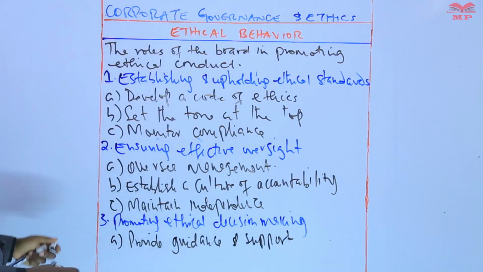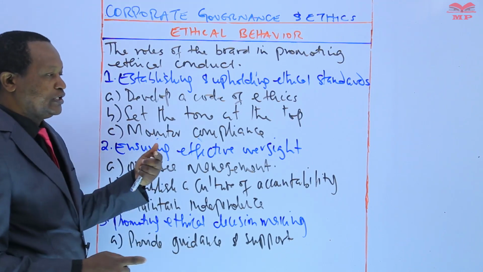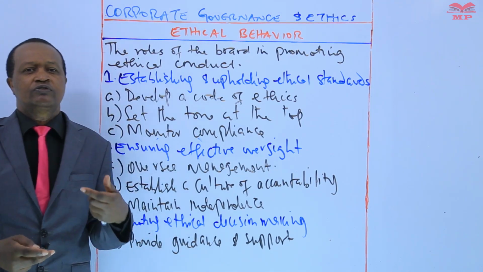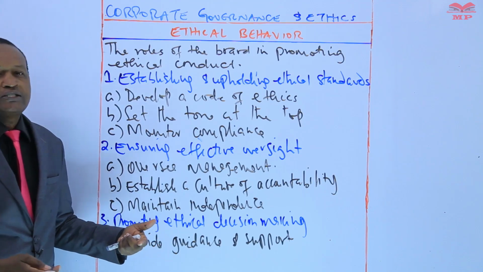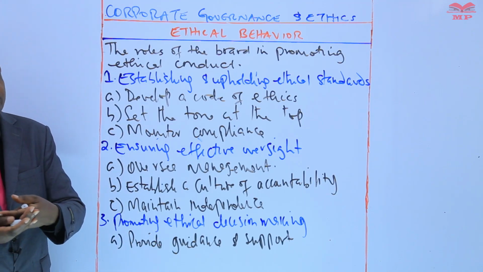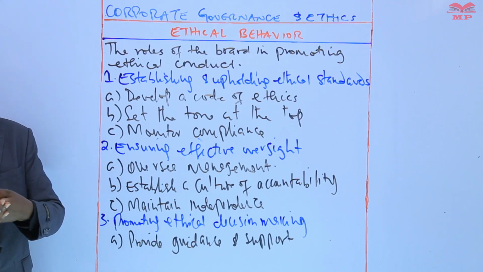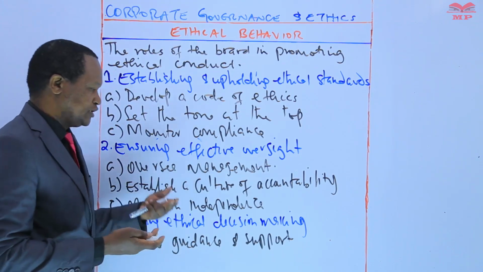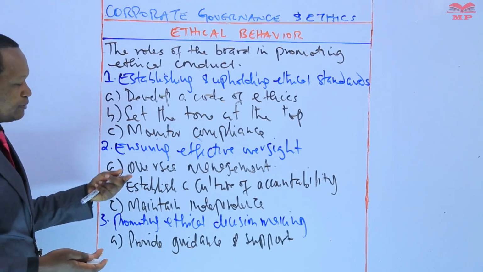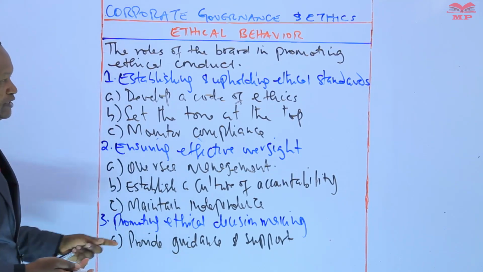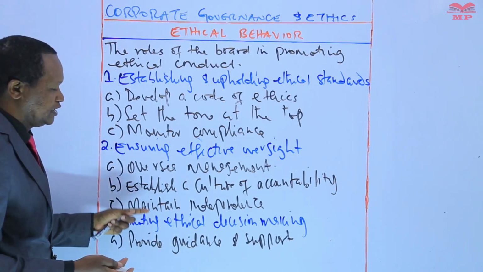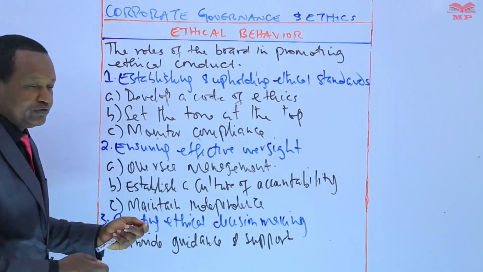That is the role of the board. Provide guidance and support. The board should provide guidance and support to management on ethical issues and ethical dilemmas. And that may involve establishing ethical committees, providing training and education on ethical principles, and also offering resources for ethical decision making.